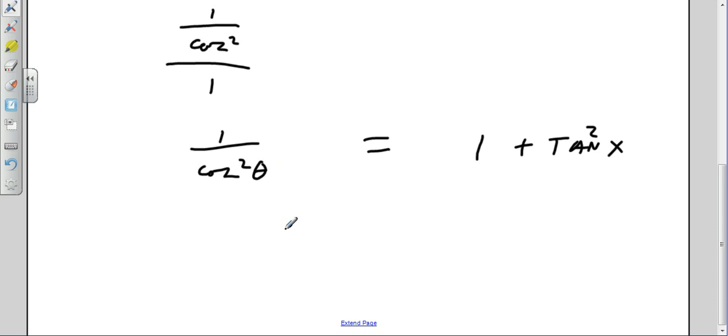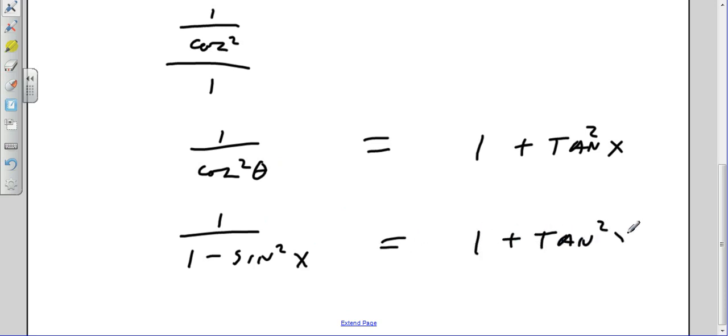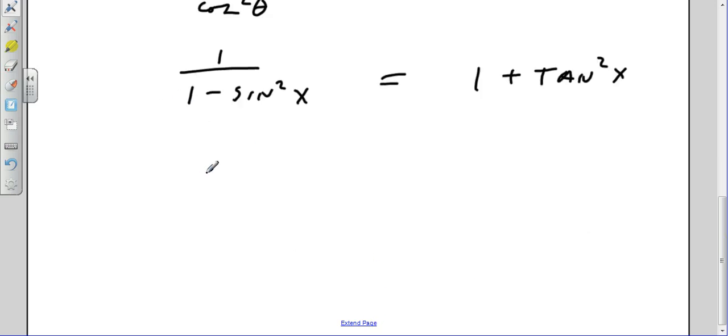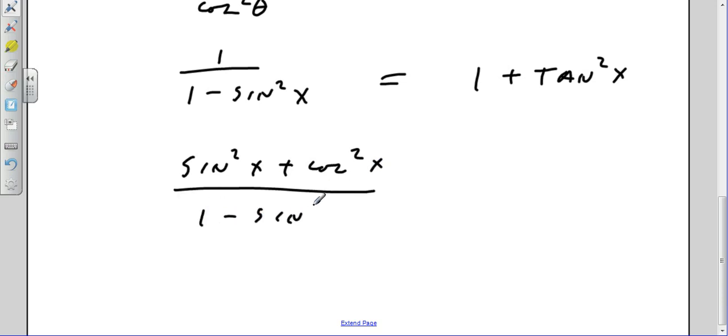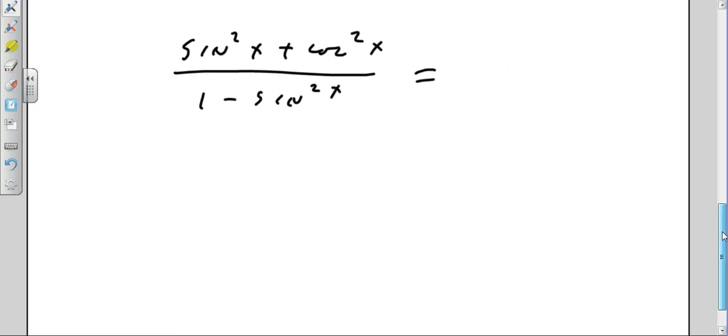Okay, so what are we going to do about that? Okay, so this is going to be 1 over 1 minus sine squared x is supposed to be 1 plus tangent squared x. If I multiply top and bottom, what's 1? Okay, so 1 is sine squared x plus cosine squared x divided by 1 minus sine squared x. Okay, and I see a clear path to where we're going in case you were wondering.